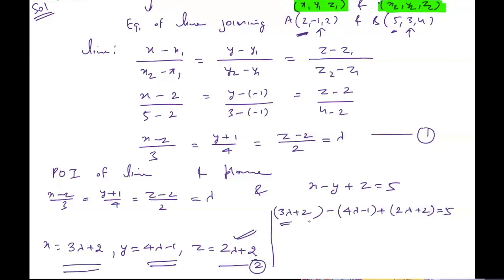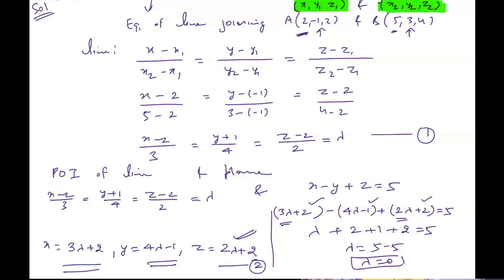See, 3 lambda plus 2 lambda, 5 lambda minus 4 lambda will become lambda. Now take the constants: plus 2 minus 1 will become plus 1, so this is plus 2 equals 5. Now what is the value of lambda? Yes, 5 minus 5, which is nothing but lambda is 0. Okay, is there any doubt?